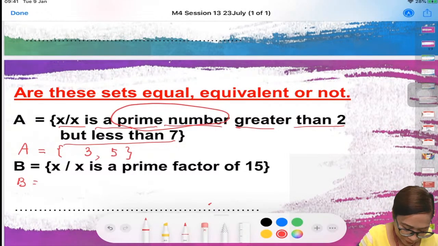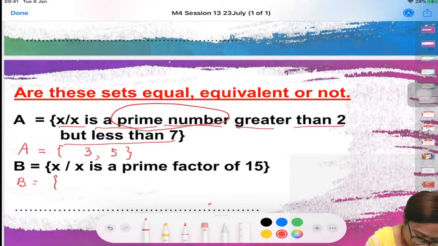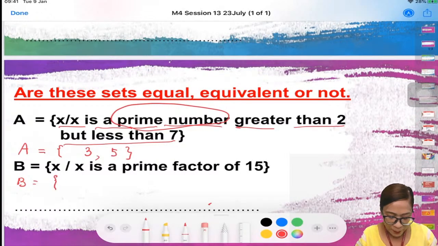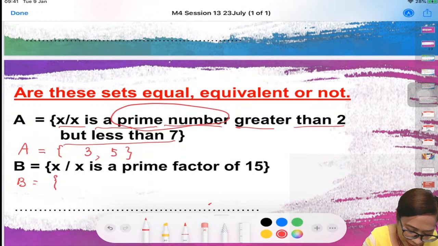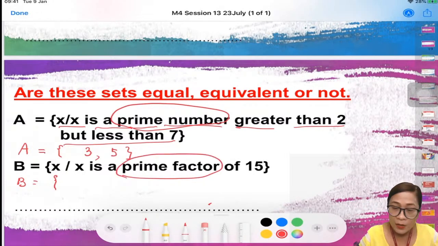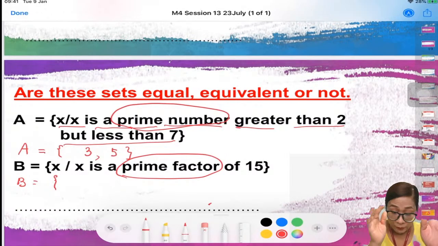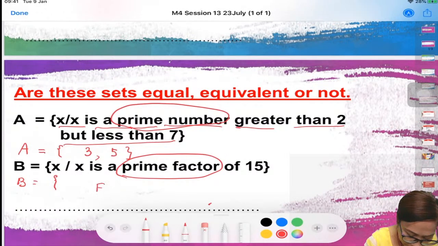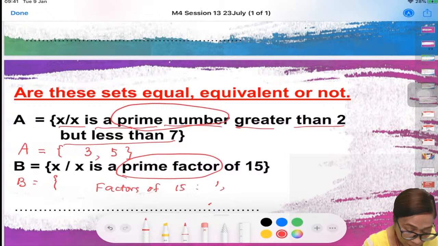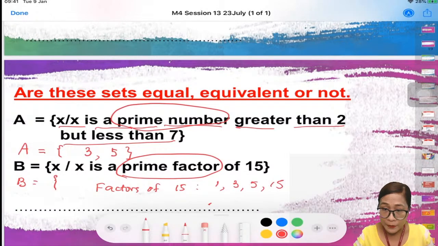Yes, okay, let's move on. So B is the set of all x such that x is a prime factor of 15. This time, prime factor. What are the factors of 15? Okay, I'll write first some words. When we say factors of 15, what are the factors of 15? We have 1 from the smallest, 3, 5, 15. These are the factors of 15.